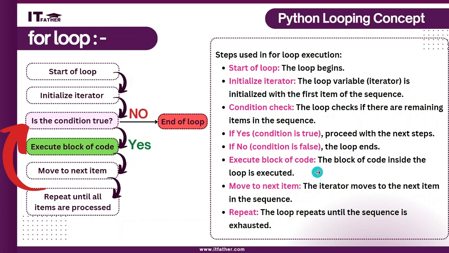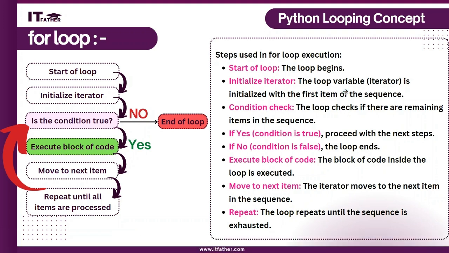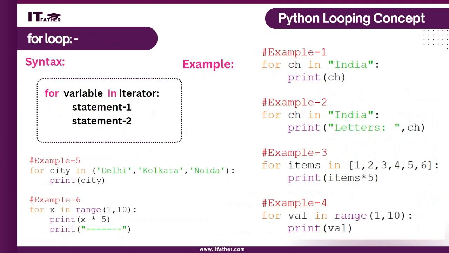Execution of block of code: the block of code inside the loop is executed. Move to the next item: the iterator will move to the next item, and the loop will repeat until the sequence is exhausted. I will tell you in detail with a practical example.